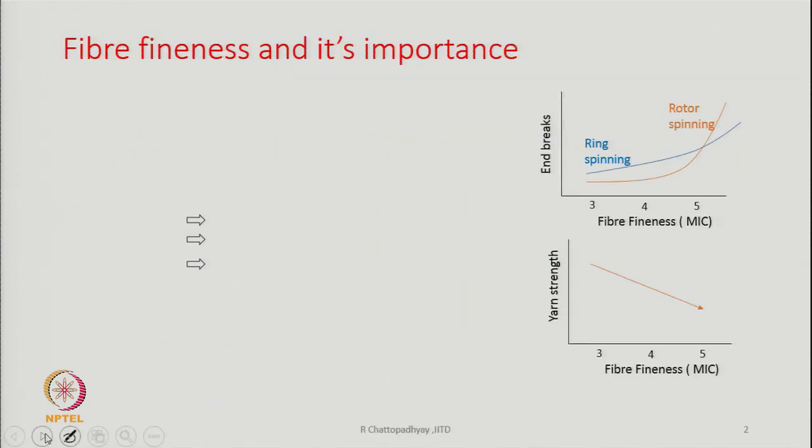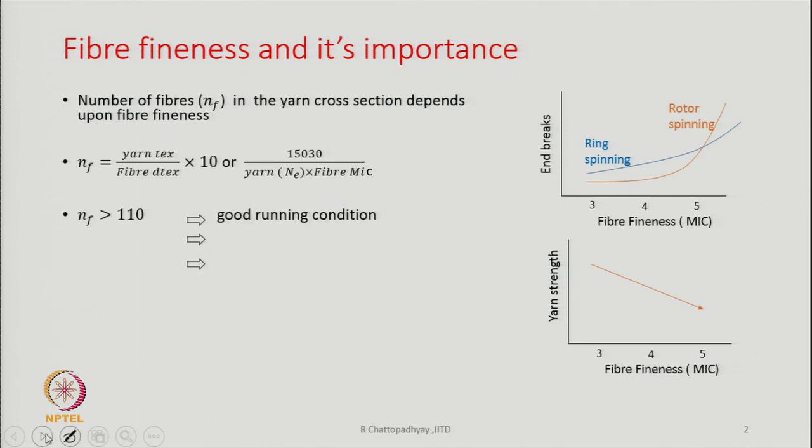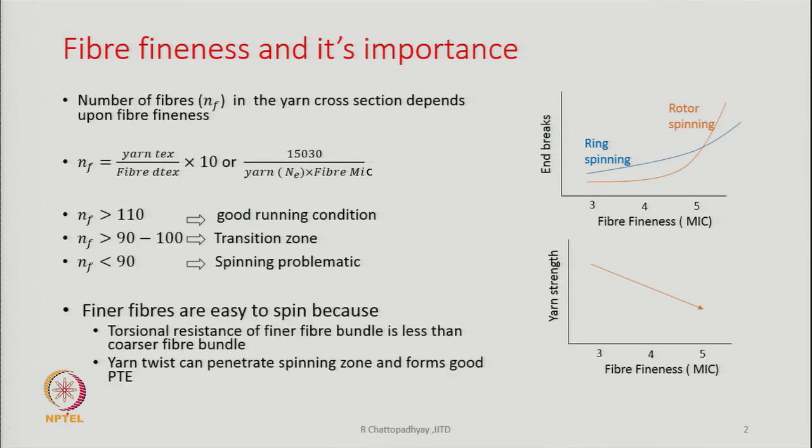So, first thing is, you see the two diagrams on the right hand side. The diagram shows fineness on one side and, on the other side, end breaks, as well as yarn strength. Now, what is the importance of fiber fineness in the case of rotor spinning?